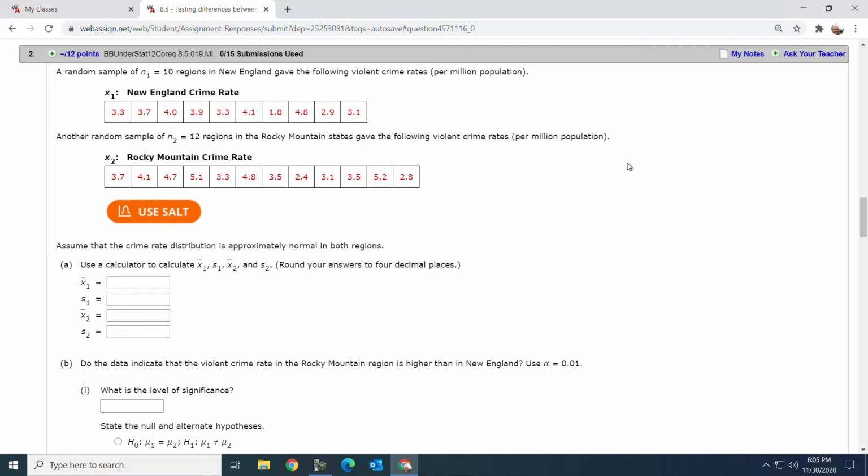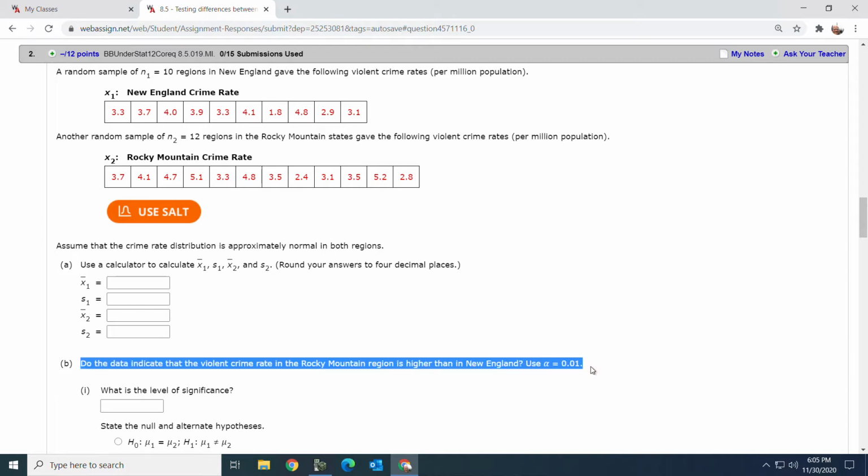What we're going to eventually compare is down here in Part B. We're going to look at these two groups of data and try to make a decision about the difference in crime rate with the claim that the crime rate in the Rocky Mountain states is higher than in the New England states or region. And we're going to use a 0.01 significance level.